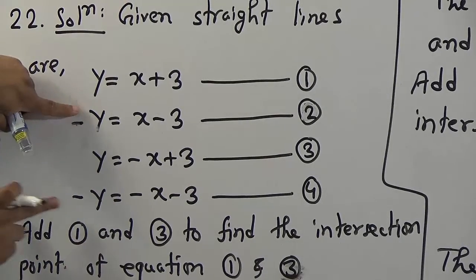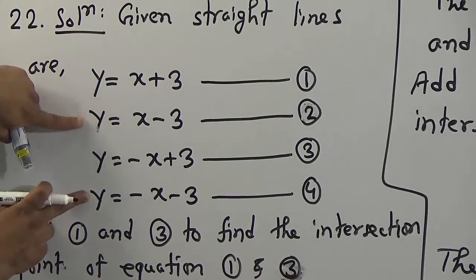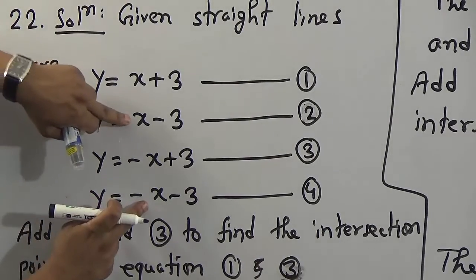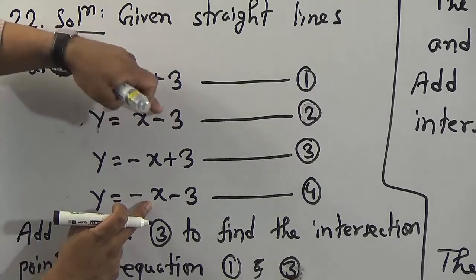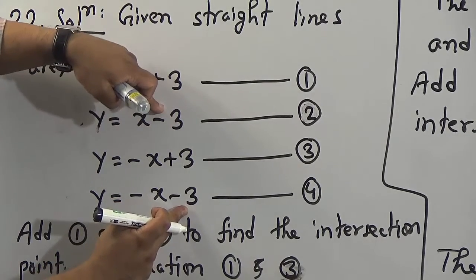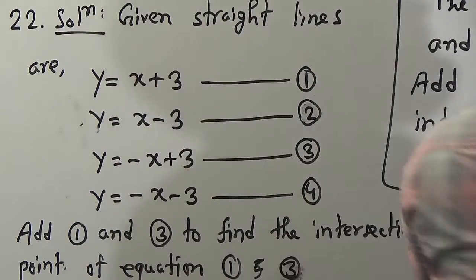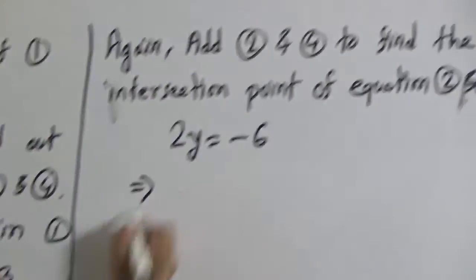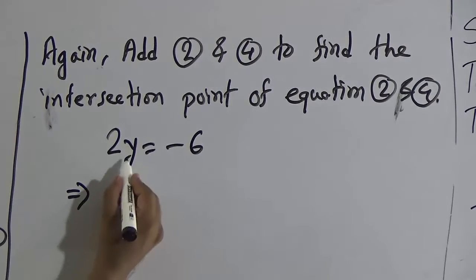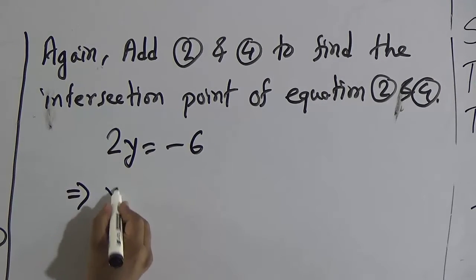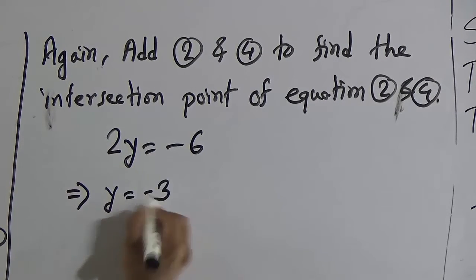Students, if we add 2 and 4 in the left side, it will be twice y. In the right side, plus x and minus x will be omitted, and minus 3 and minus 3 will become minus 6. So twice y equal to minus 6. Okay, twice y is equal to minus 6. That implies if we need to find the value of y, we will divide both sides by 2. We will get y equal to minus 3.